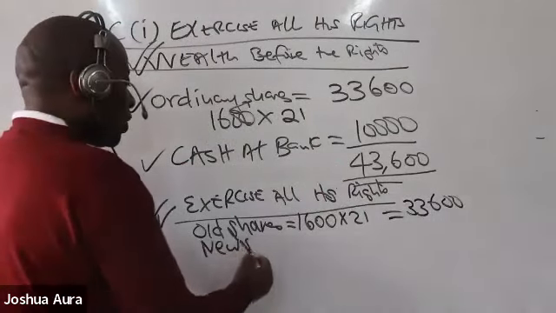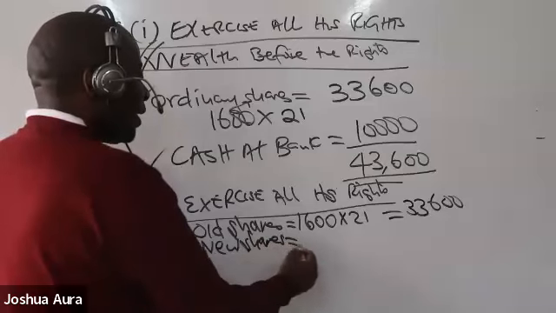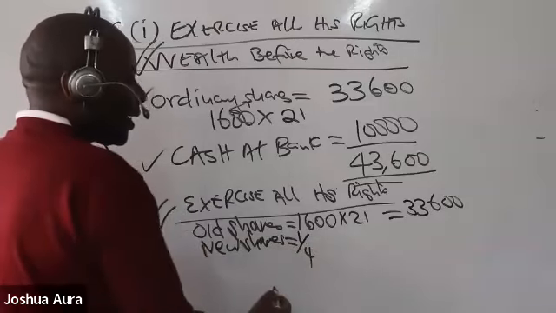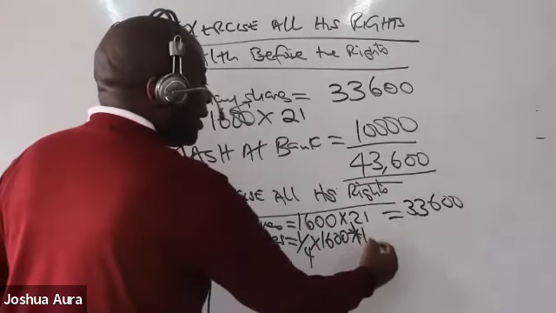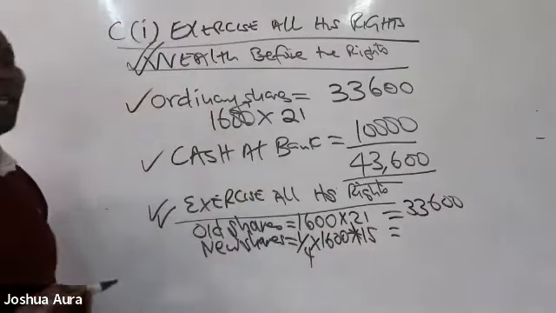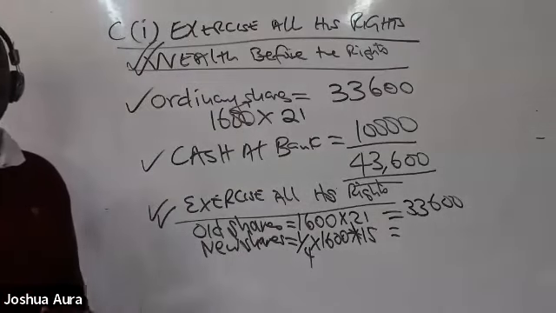But now remember, he's going to get new shares. The new shares will be at a rate of a quarter. So a quarter of 1,600. And out of these new shares, he's buying them at how much? 15. He's buying them at 15.